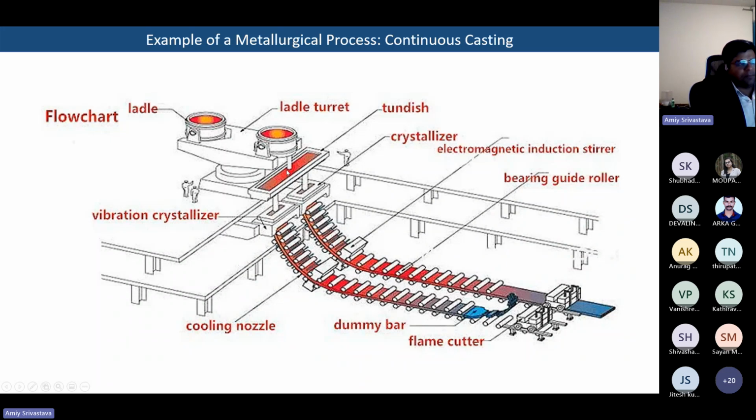A shroud is basically nothing but a pipe made of refractory, and the liquid steel is transferred from this ladle to the tundish. This tundish is used as a buffer between the ladle and the mold. The mold is situated just below the tundish, you can see here. And the mold is the place where solidification takes place.